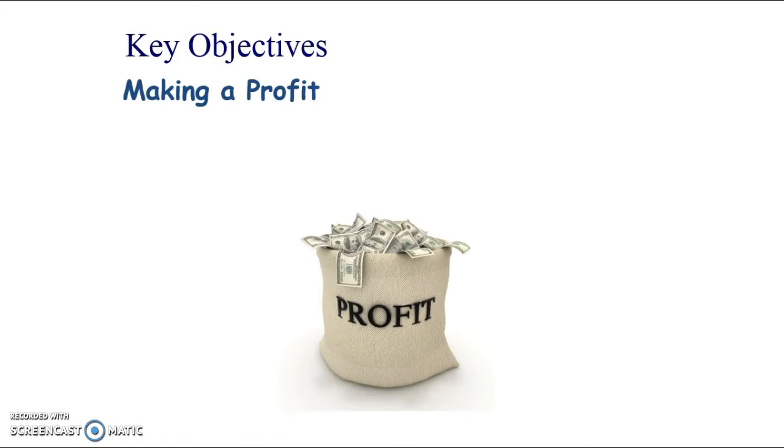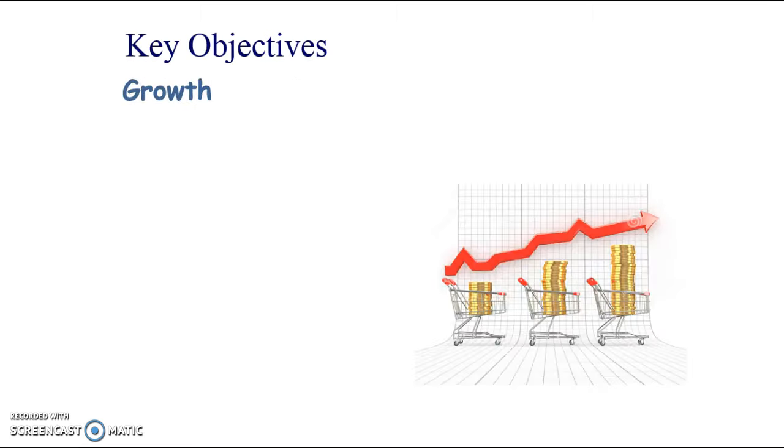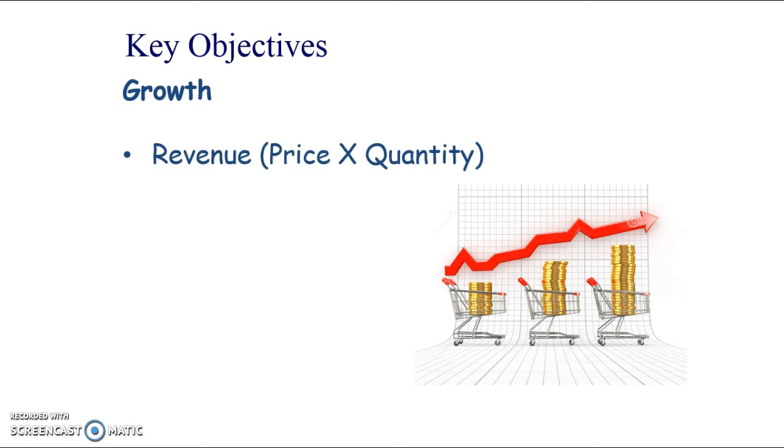So some of the key objectives that you might have would be making a profit. And profit is just revenue, your income from selling products, minus the cost, the amount of money it takes to manufacture or create those goods or services. Another objective might be growth. Now, lots of students talk about growth, but you have to be quite specific. So it might be growth in terms of revenue.